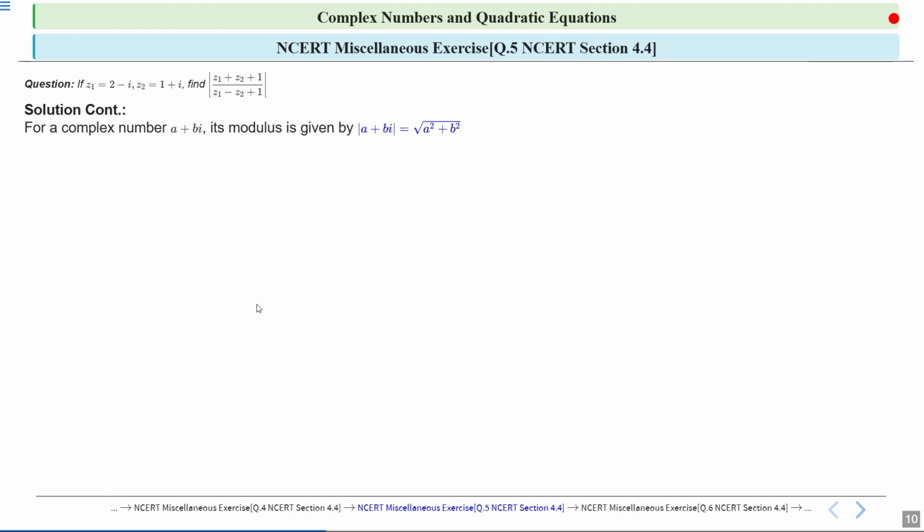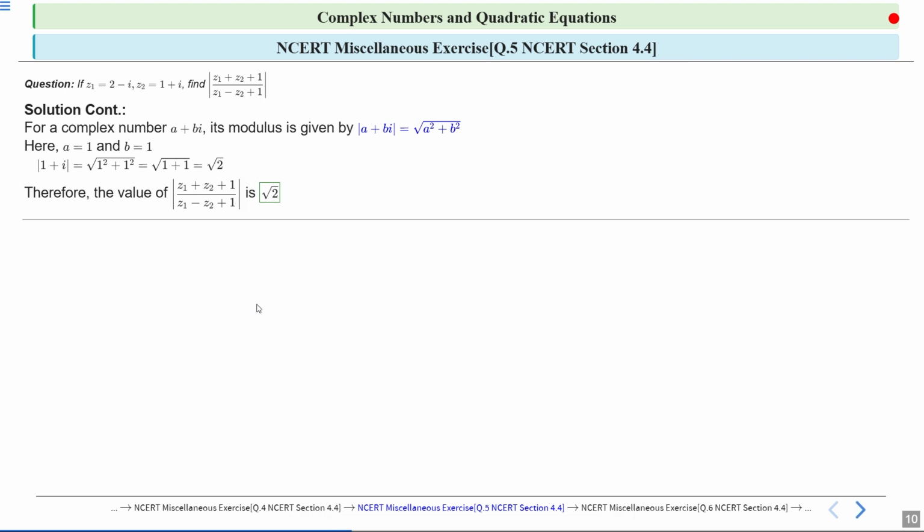The modulus of a + bi equals the square root of a squared plus b squared. Here a is 1 and b is also 1. So the modulus of 1 + i equals the square root of 1 squared plus 1 squared, equal to the square root of 1 + 1, which is the square root of 2. Therefore, the value of the modulus of (z1 + z2 + 1) divided by (z1 - z2 + 1) is the square root of 2, and this is our final answer.